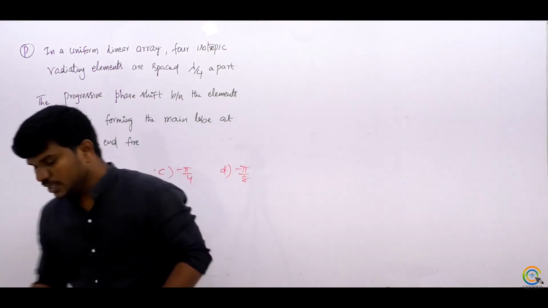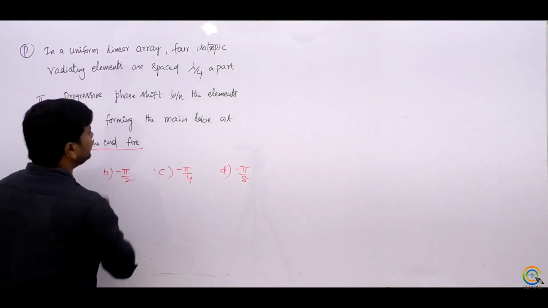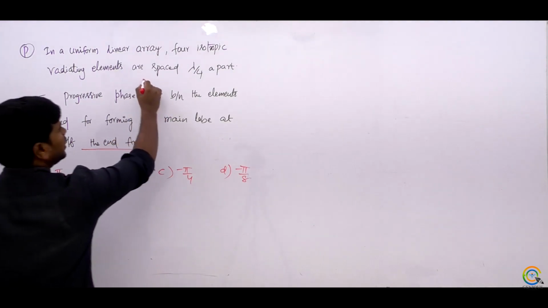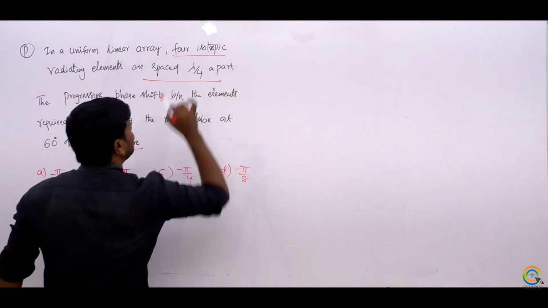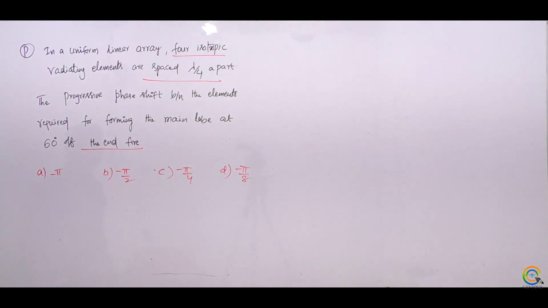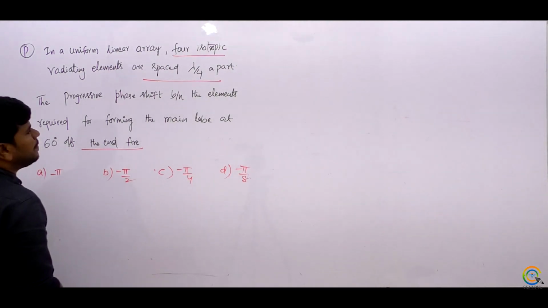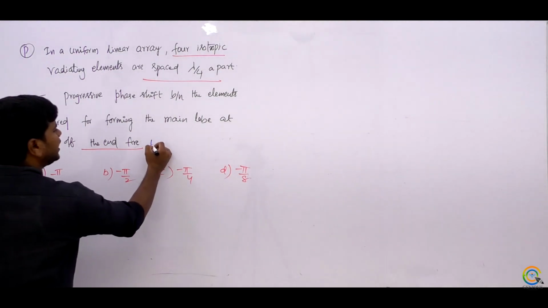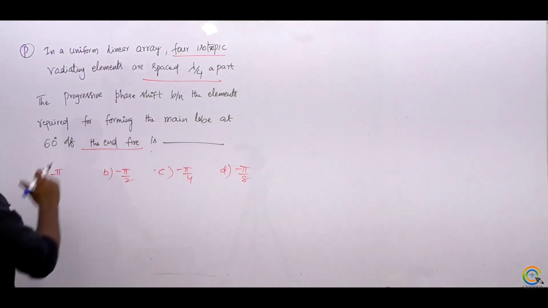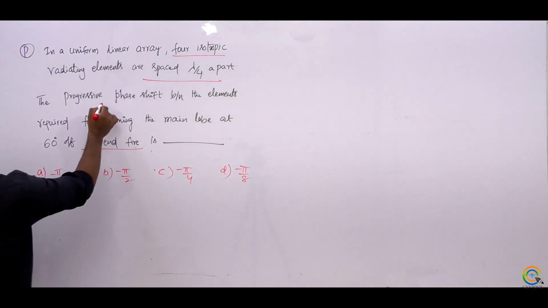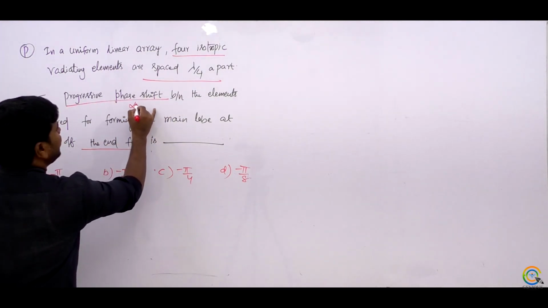So here he has asked for the end fire array, and the spacing lambda by 4 is given, and 4 elements are given. The progressive phase shift between the elements required for forming the main lobe at 60 degrees of the end fire is, the question is dash. So this is the option. What we have to find? We have to find the progressive phase shift, means we have to find alpha.